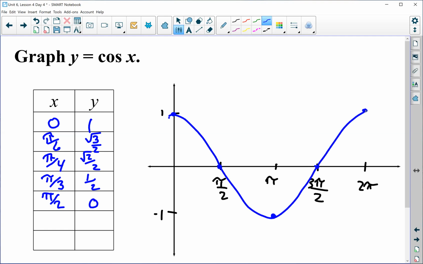And again, it's periodic, so it's going to continue that shape as we go left or right. And so we're going to use that idea and that graph to continue to graph other forms of the cosine function. Let's take a look at a couple of examples.